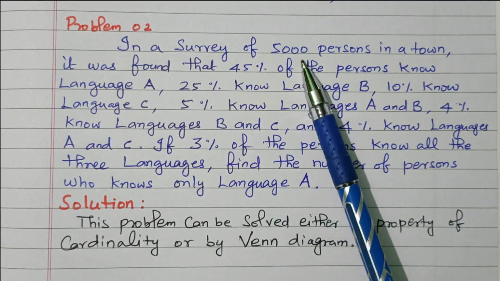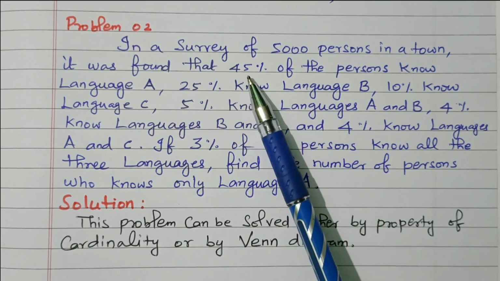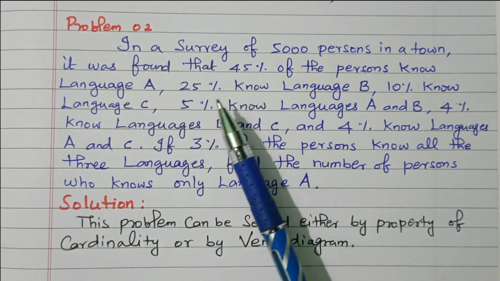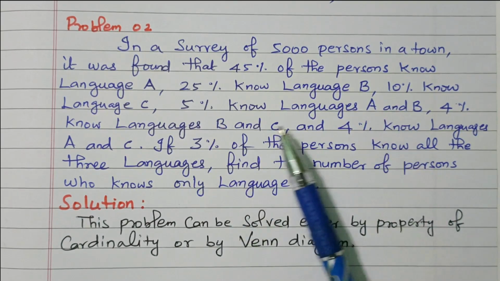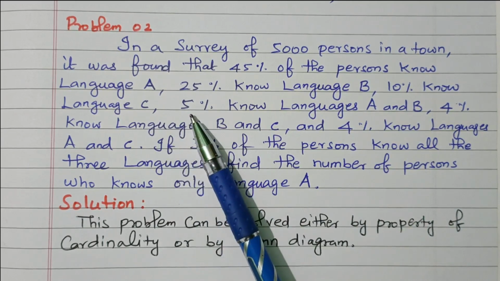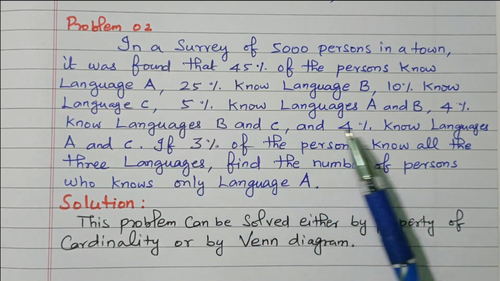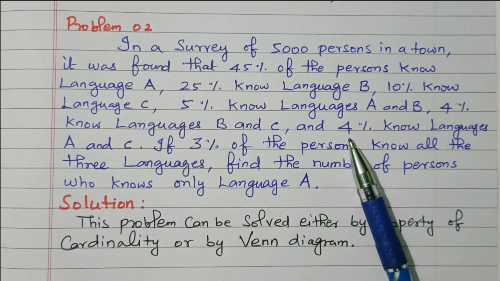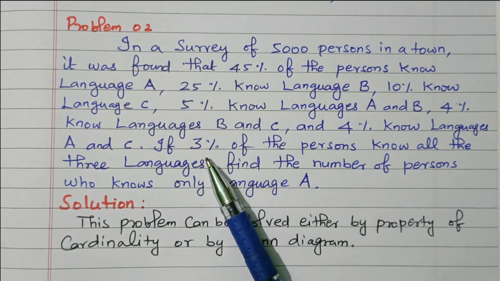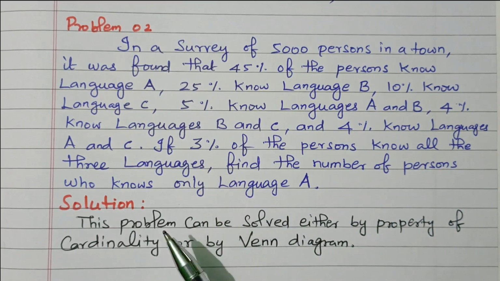There are 5,000 person in a town. 45% know language A, 25% knows language B, 10% knows language C, 5% knows A and B, 4% knows B and C, another 4% knows A and C, 3% knows all three languages A, B and C. Now we'll go to the problem.